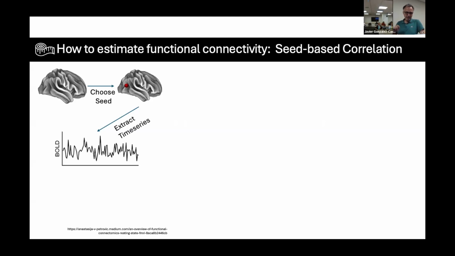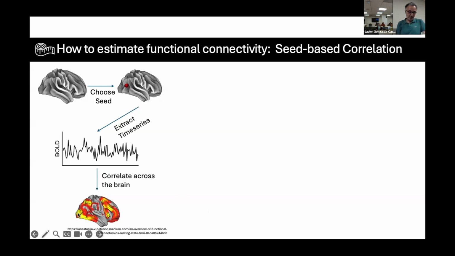And I'll talk a little bit later about some extra emphasis that you should do when you're thinking on doing functional connectivity as opposed to task-based analysis. And then once you have that time series from that seed, you can compute the temporal correlation, Pearson correlation between that seed and every other voxel in the brain. And you get a map like this where the color of a given location tells you how strongly the signal in that other place correlates with the one in your seed.